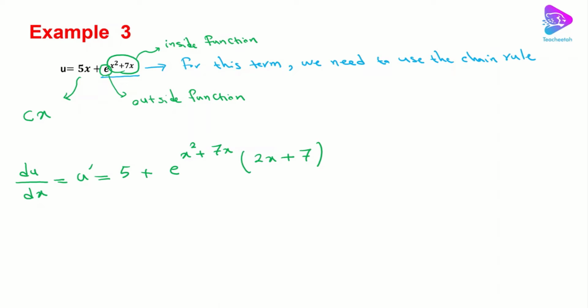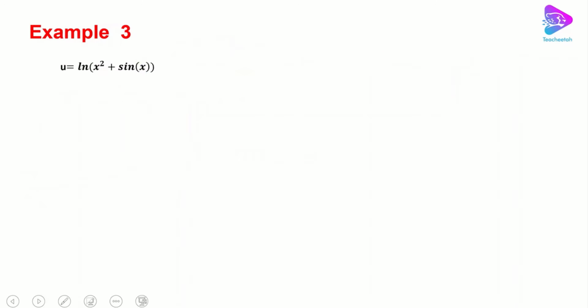So with just using the chain rule and finding out which one is the outside function and which one is the inside function, we could easily find the derivative of several complicated functions. Let's look at the last example that we have for today.